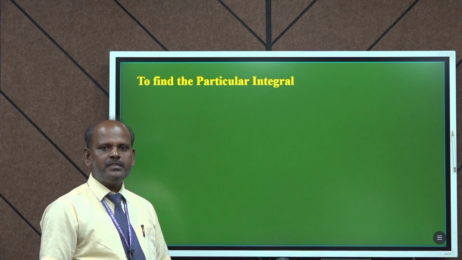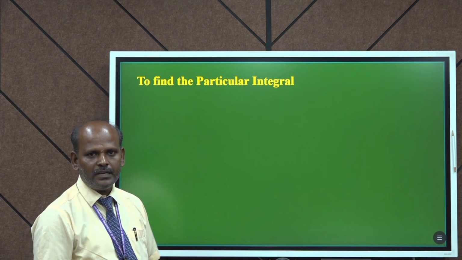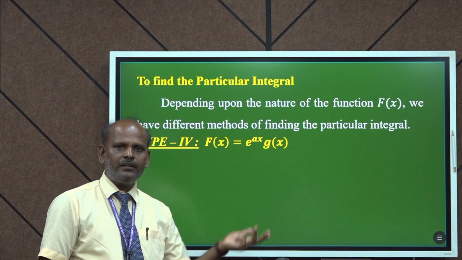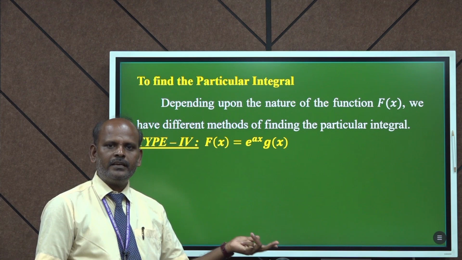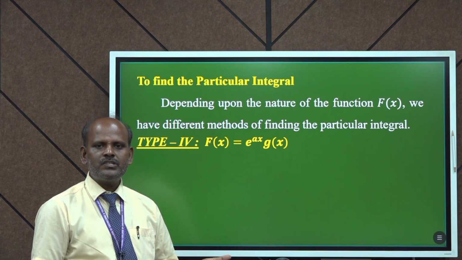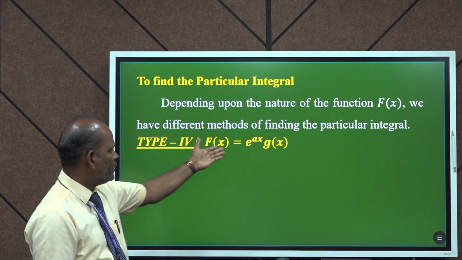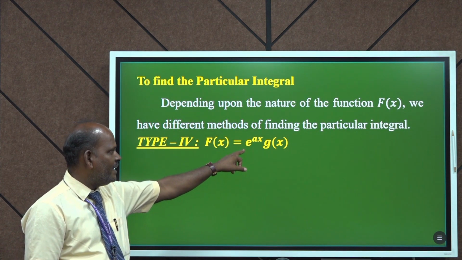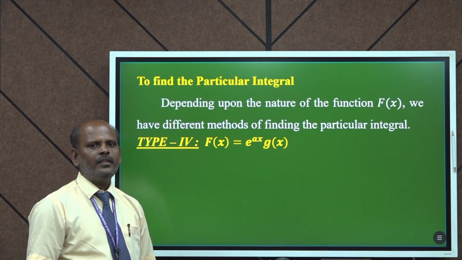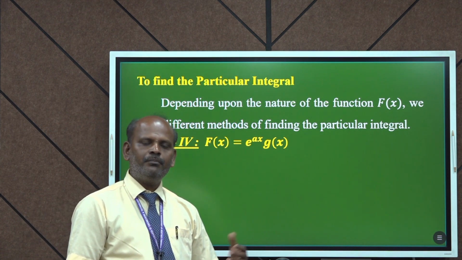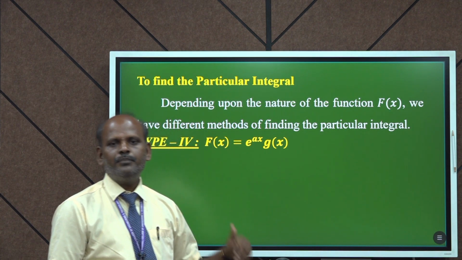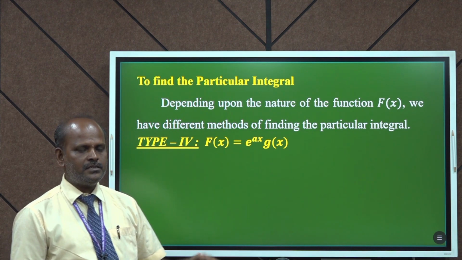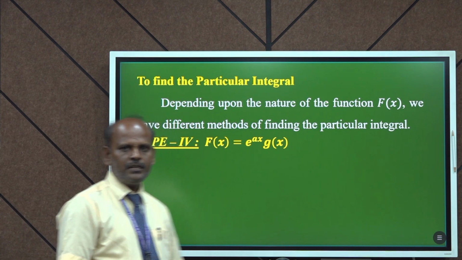The particular integral evaluation always depends upon the function f of x, that is, the right hand side function. The right hand side function may be of the form of an exponential e power ax, or sin ax or cos ax, or an algebraic function ax square plus bx plus c, or a product of two cases. In type 4, we discuss f of x of the form e power ax into g of x. And e power ax is an exponential function of the form e power 2x, e power minus 3x, e power 7x, maybe e power 0x. And g of x is either a sin or cos function or an algebraic function. It is of type 4.